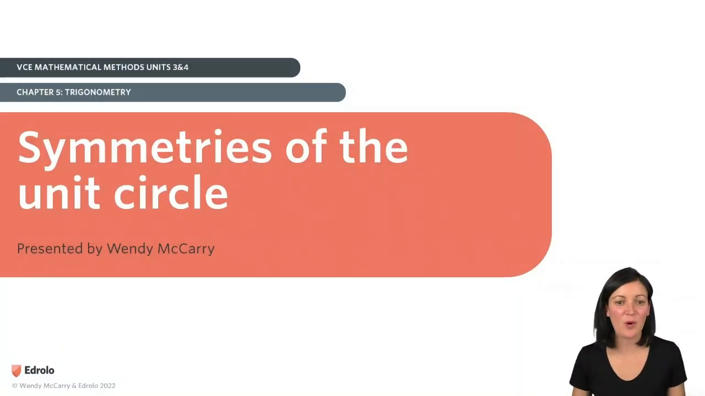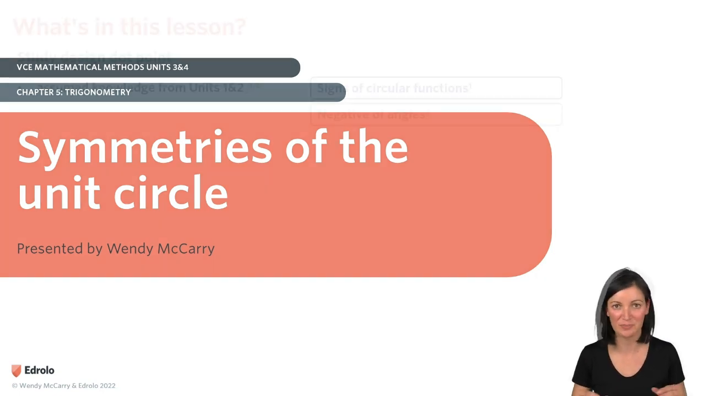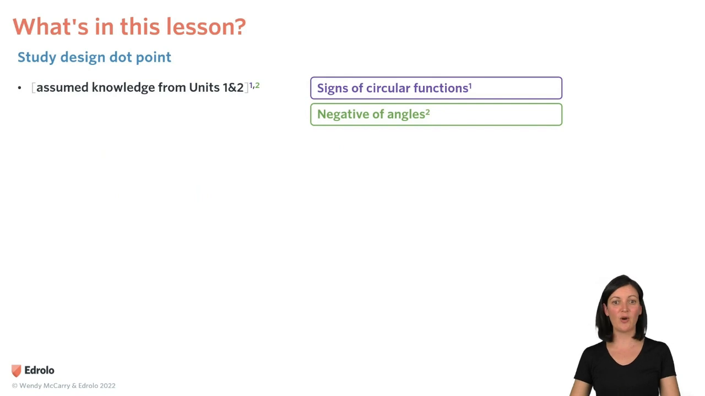For this lesson, we're going to be looking at the unit circle in depth, and exploring all kinds of different symmetry and relationships within that circle. So for the first part of this lesson, we're going to be looking at the signs of the circular functions, or the trig ratios, sine, cos, and tan. And by sign, I mean, is it a positive value or negative value? And then we're going to apply the same thing to negative angles.